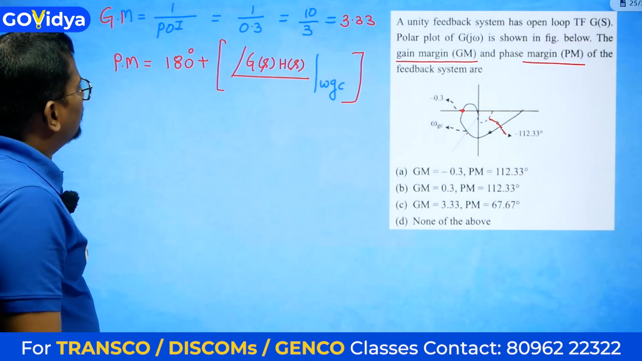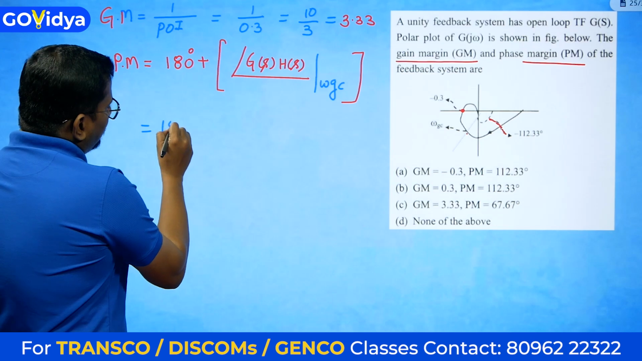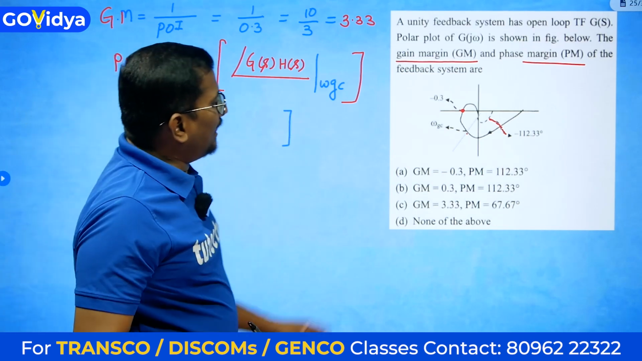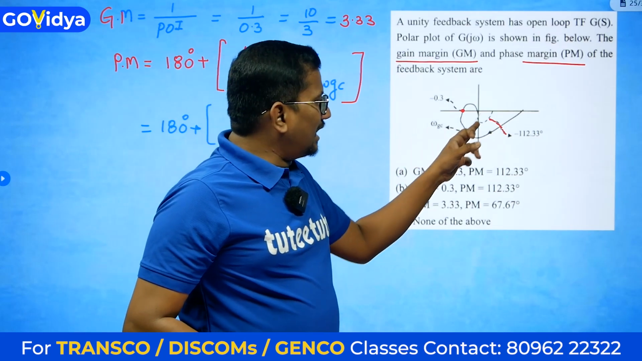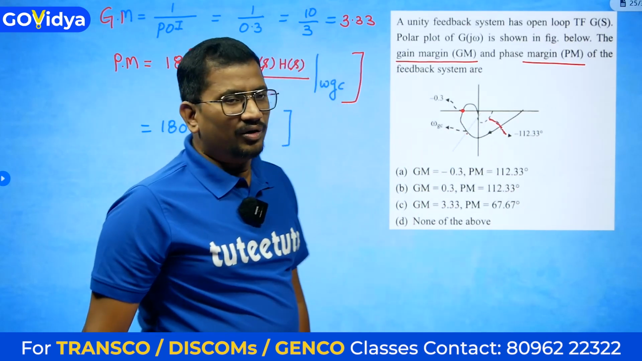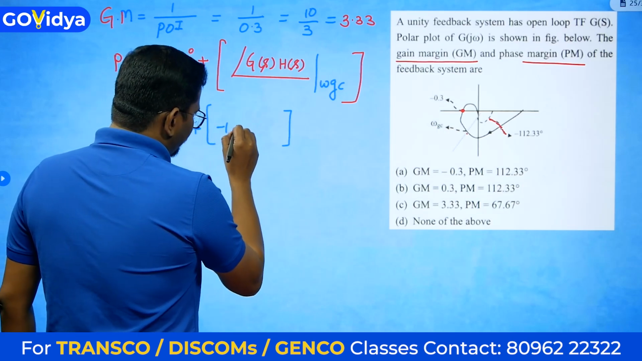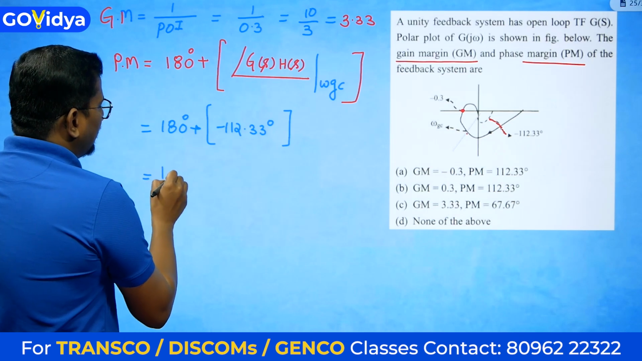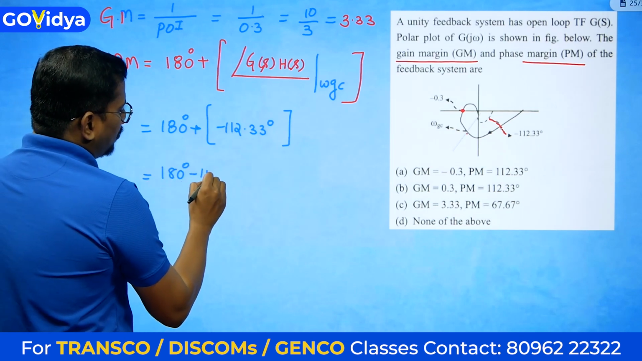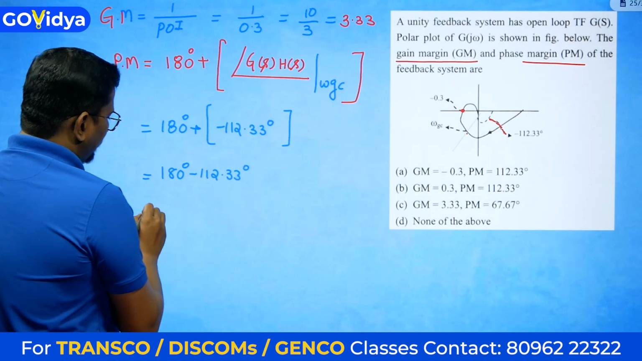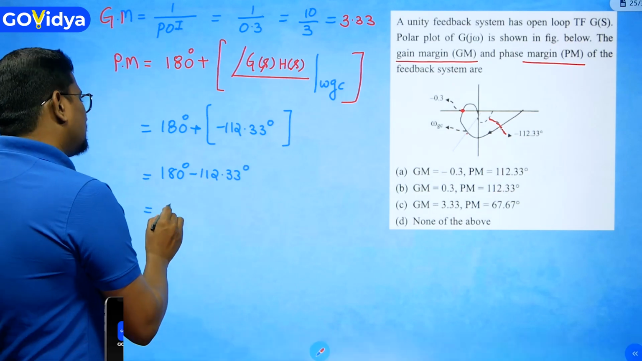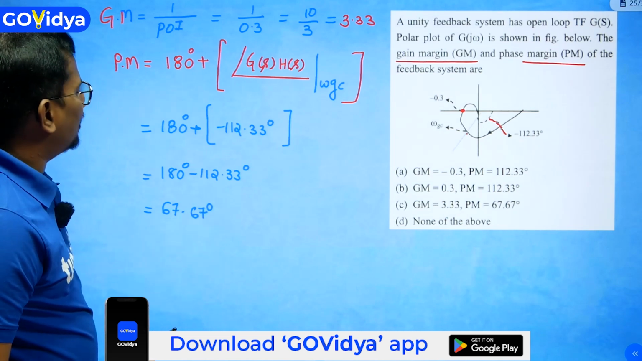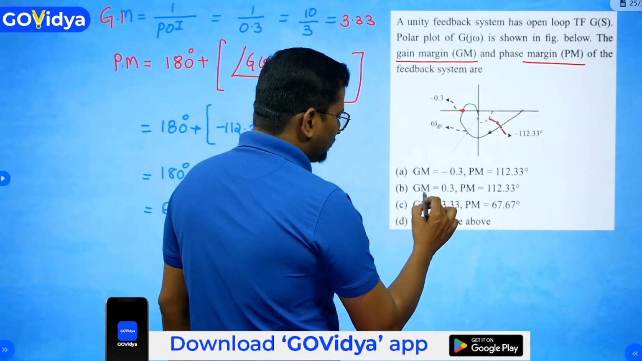You know that, right? So now you tell me, as per the question, if you observe very carefully, at omega GC, what is the angle made by the system? Minus 112.33 degrees. Now what is the resultant? 180 degrees minus 112.33 degrees, which is nothing but 67.67 degrees. Okay, therefore the option is C.